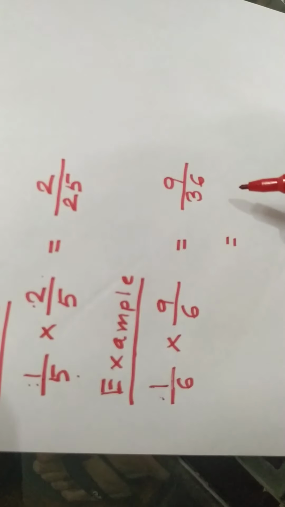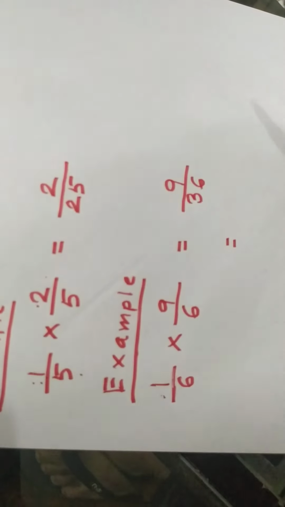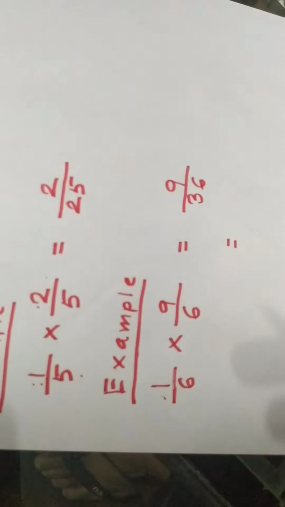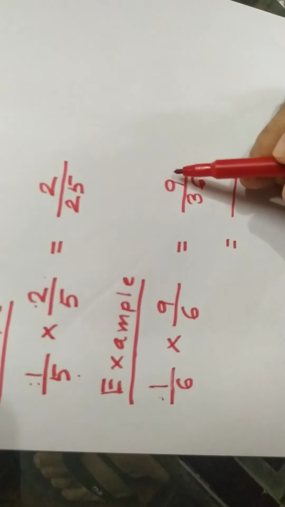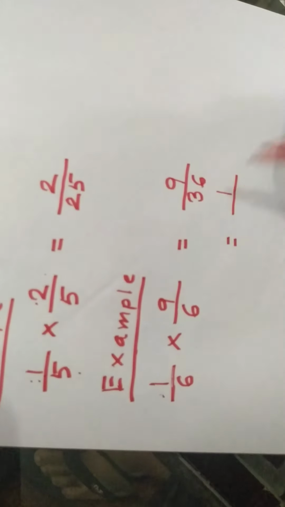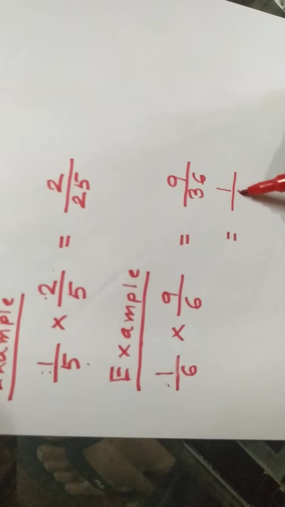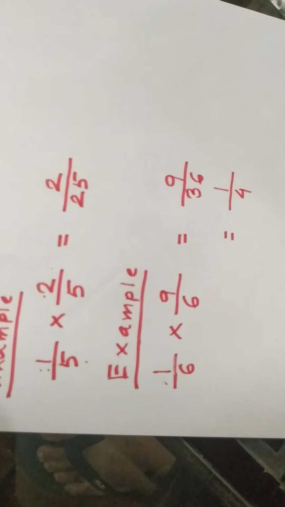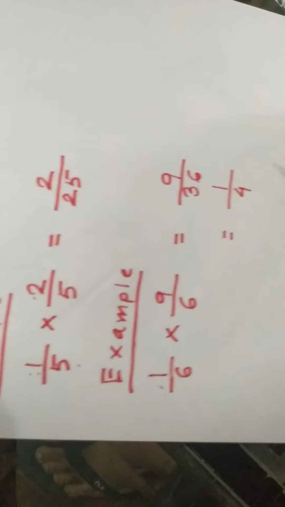So what we can do, we can divide both the numerator and the denominator by this common factor, namely 9. So what happens when I divide 9 by 9? I get 1. What happens when I divide 36 by 9? 4. So 1 by 4 is my final refined answer.